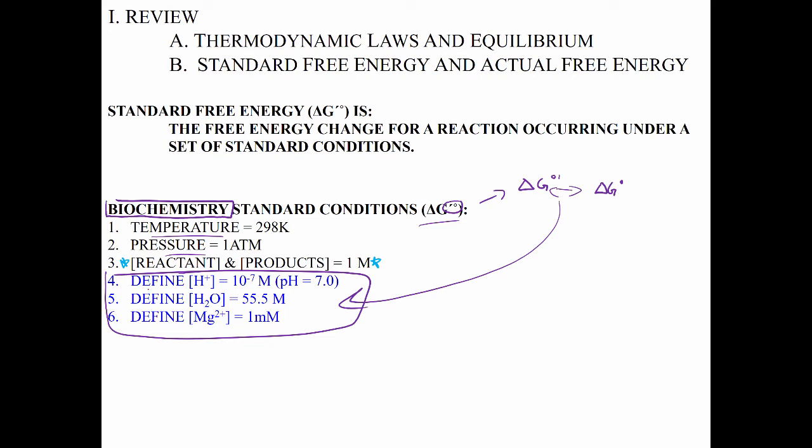Now, the biochemist goes on and says, okay, well, we're going to set pH at 7. We're going to set water to 55.5 molar. We're going to set magnesium to 1 millimolar. The reason being that you very rarely will see changes in these three. So we like to keep them the same, and we just say, well, they're constant on both sides of the equation, and because of that, they cancel each other out.